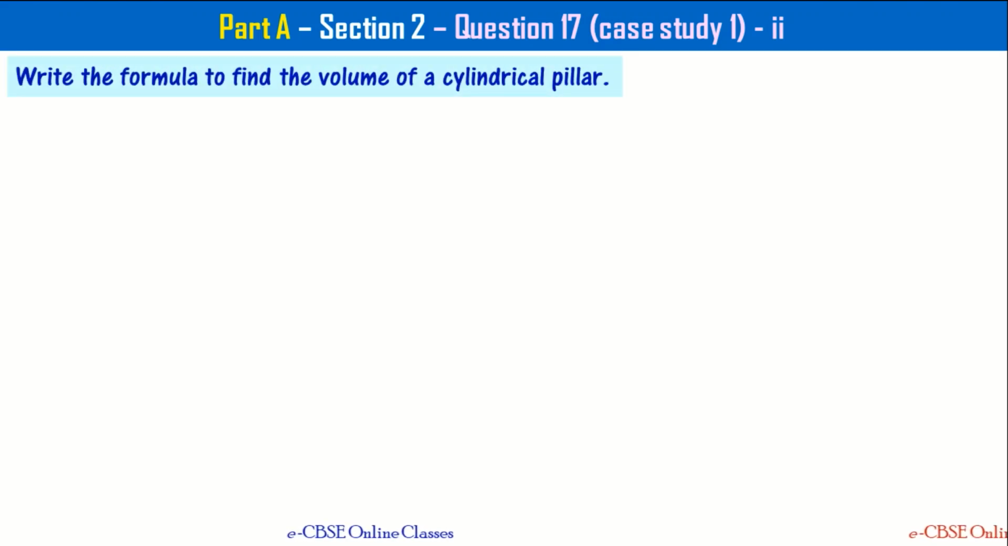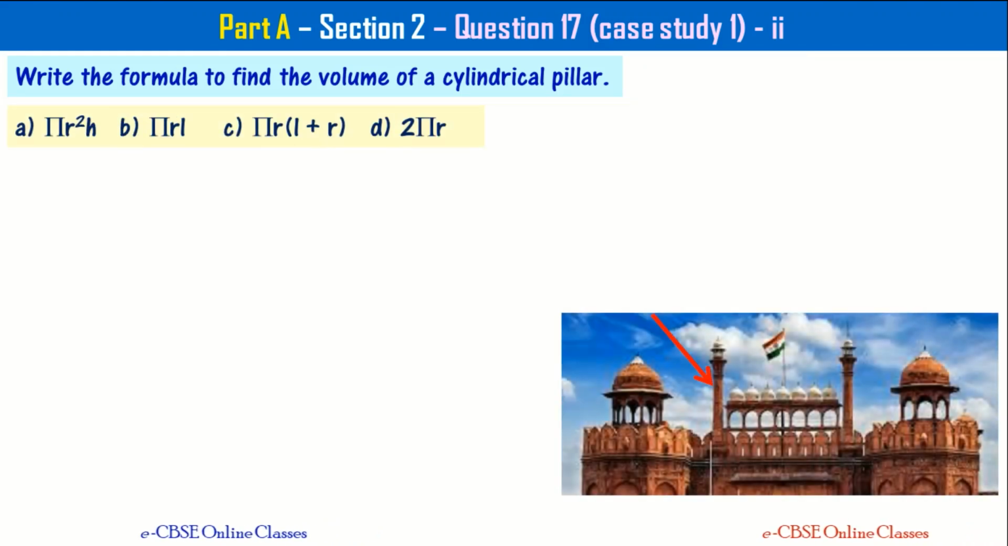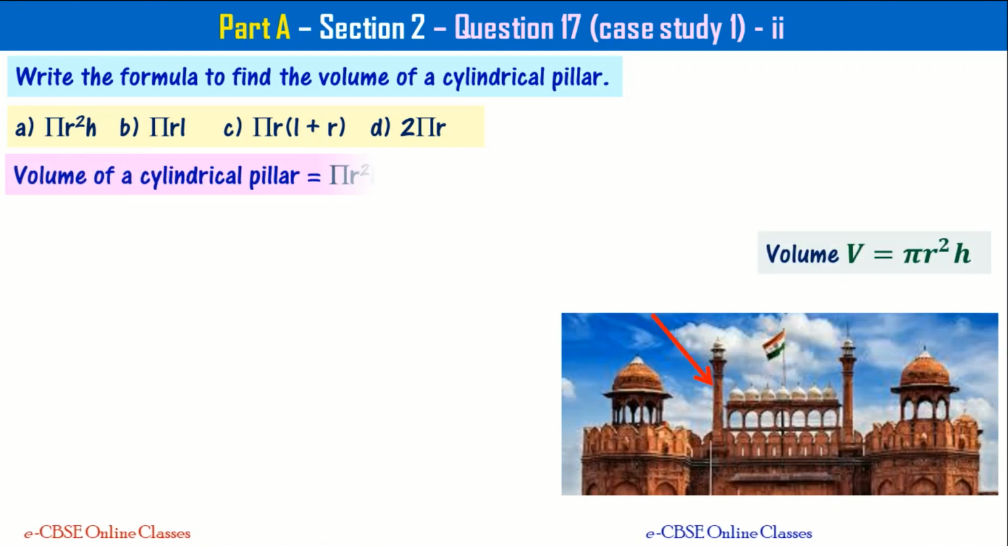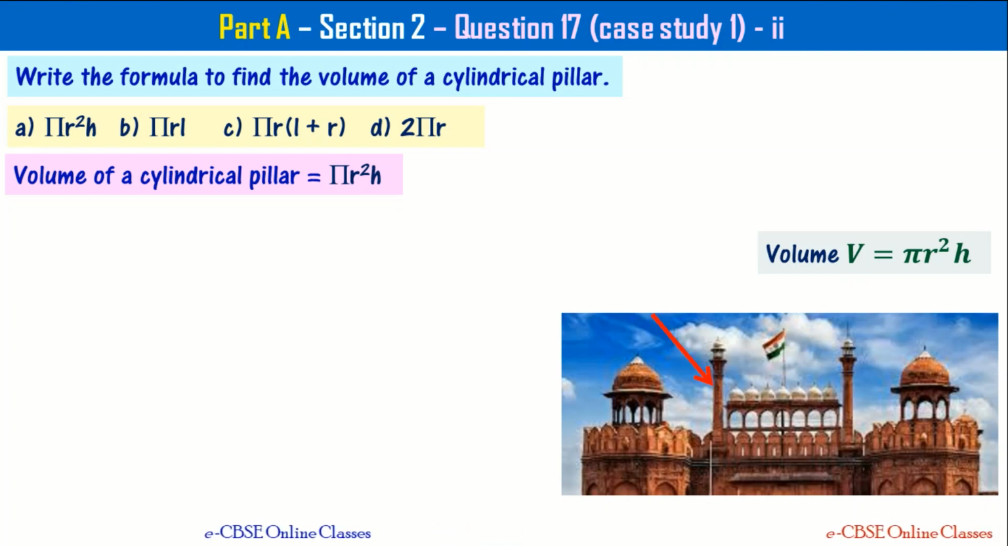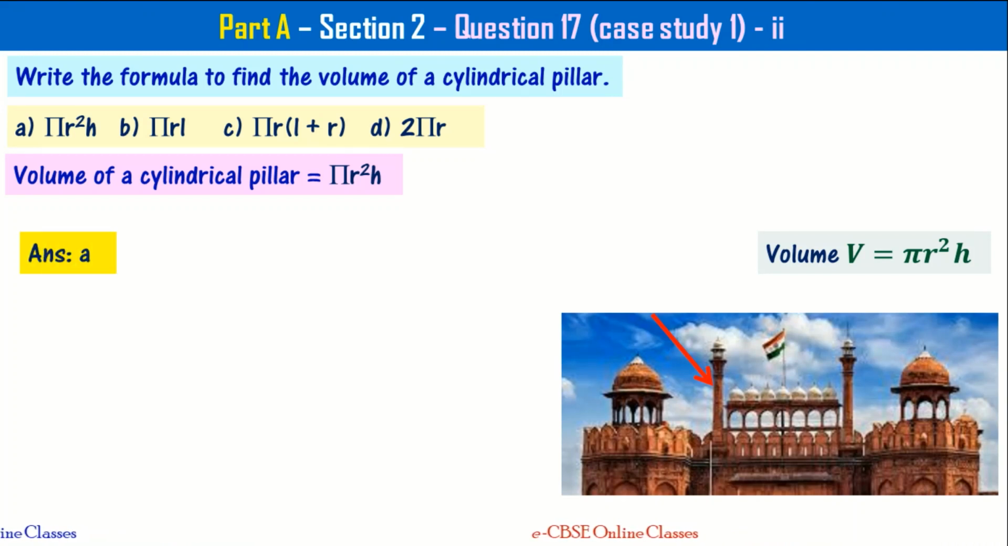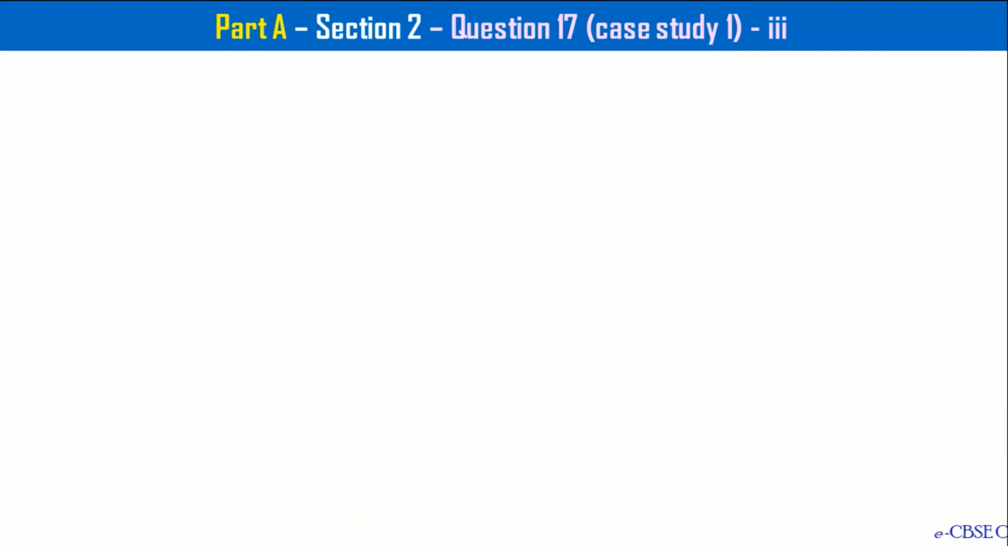Write the formula to find the volume of a cylindrical pillar. In the figure, I am marking the cylindrical pillar, whereas you don't really require to see the cylindrical pillar to answer this query. And we know that for a cylinder of radius r and height h, volume is defined as pi r square h. So we can say that the volume of a cylindrical pillar is pi r square h. So choice A is the answer, right? Let's go to subpart 3 of question number 17.